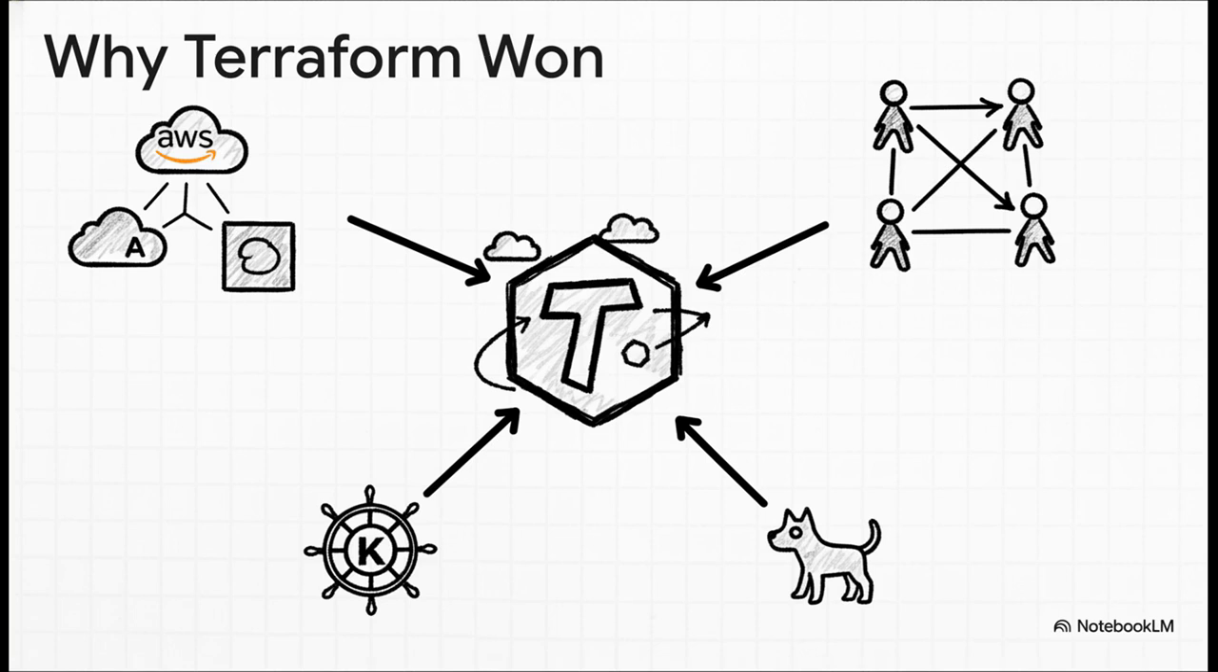And this is where Terraform just completely changed the game. HashiCorp saw this pain and had this brilliant idea. What if there was just one language and one workflow to rule them all? That language became HCL, and it lets you define your infrastructure for AWS, Azure, GCP, Kubernetes, even things like GitHub and Datadog, all from the same place with the same commands. This universal approach, plus a huge community building providers for everything, is exactly why it became the undisputed industry standard.